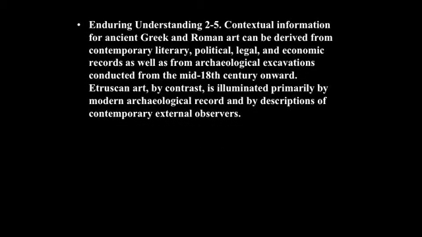An additional enduring understanding that we'll be exploring as we talk about these cultures, number 2.5: contextual information for ancient Greek and Roman art can be derived from contemporary literary, political, legal, and economic records, as well as from archaeological excavations conducted in the mid-18th century onward. Etruscan art, by contrast, is illuminated primarily by the modern archaeological record and by descriptions of contemporary external observers.